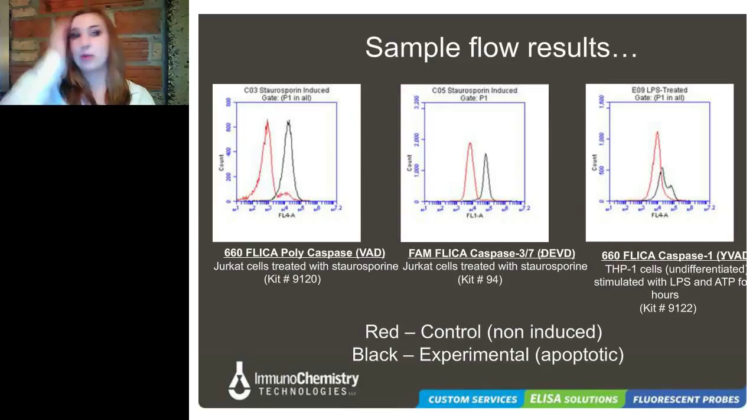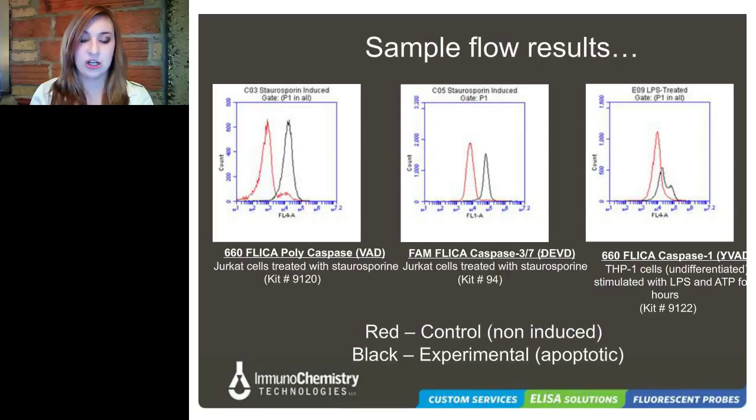So now that we know how the process works, I'd like to take a look at some different example data results, starting with some flow cytometer data here. What you're looking at here are results from 3 different Flicka products. First is our 660 Flicka polycaspase product, which is a far red fluorescent probe, and that's the graph you're seeing all the way on the left there. What you're looking at there are Jurkat cells that are treated with staurosporine. This is a chemical known to induce apoptosis, so it makes for an excellent positive control.